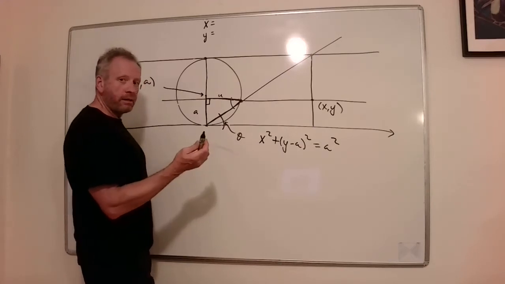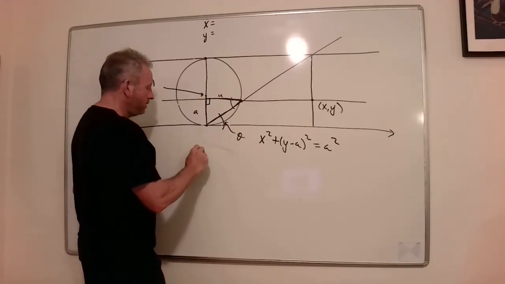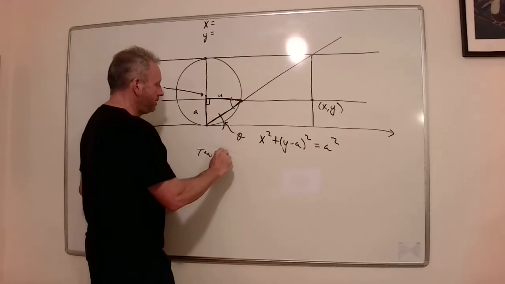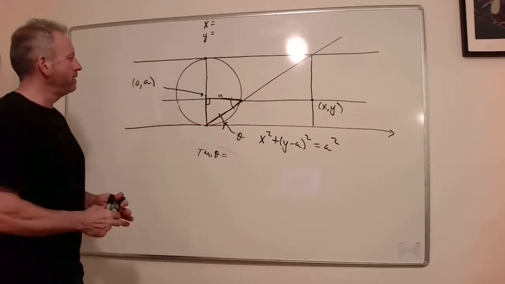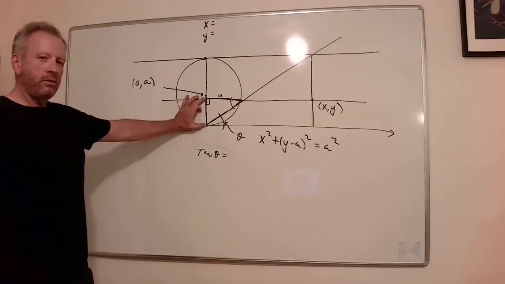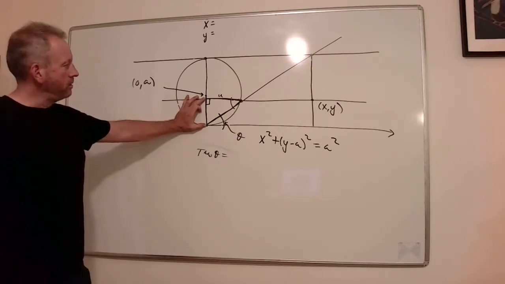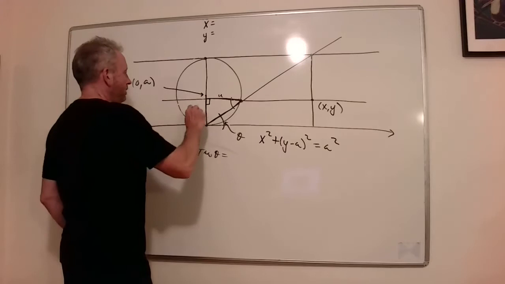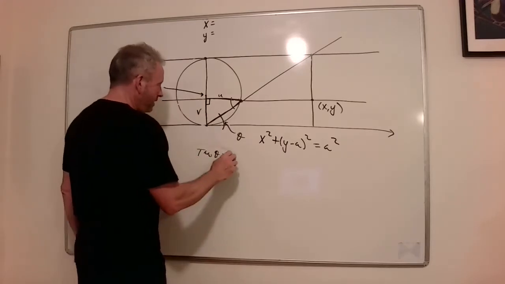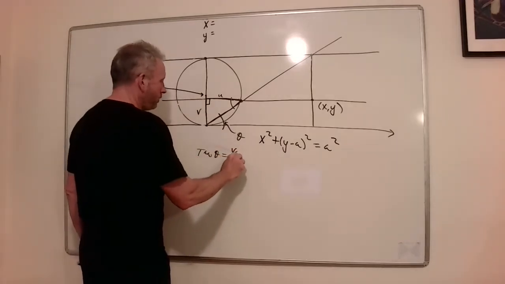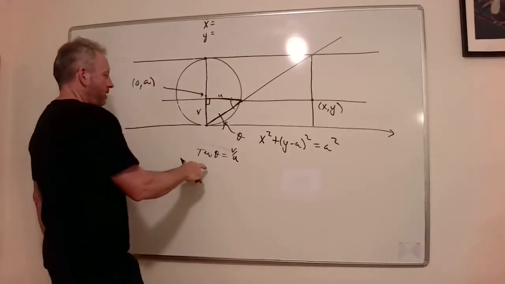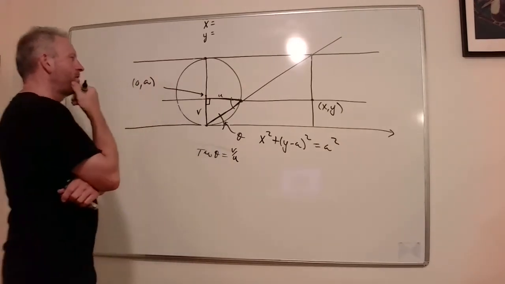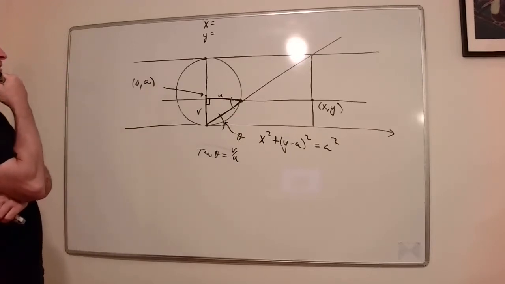Let's try, what do you think? Sine? Tangent. So tangent of theta. Oh no, except we don't know what this is, do we? We don't know what this is. So let's call this v. So tangent of theta is equal to what? v over u. Well, we've got two unknowns. Where is this leading us?